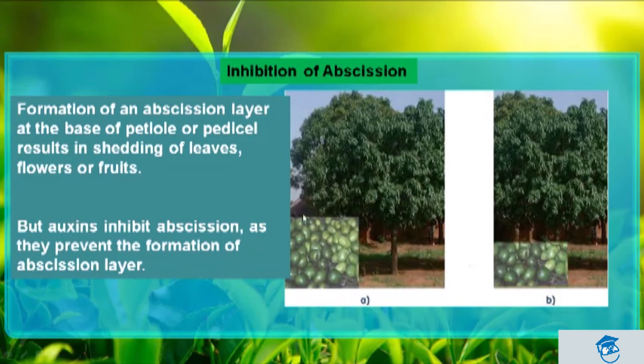See, this is a plant which has so many fruits, and this is a plant which has less number of fruits. So that means this is a plant with a high amount of auxin, which prevents the abscission, and thus it shows growth of fruits. And this is showing the less number of fruits. That means it has less auxin, and thus abscission is there.